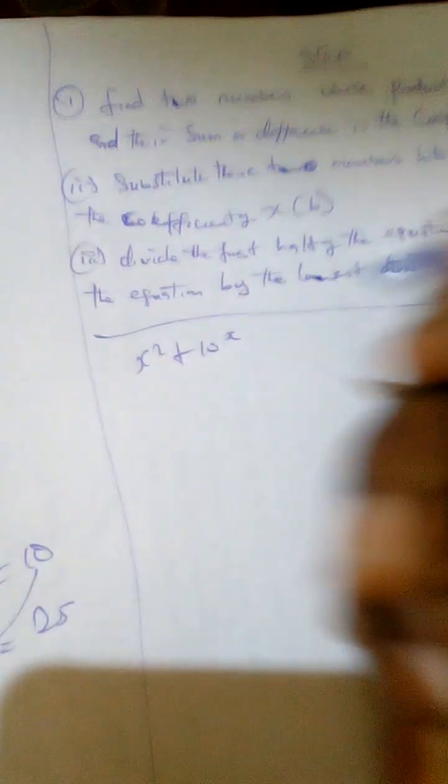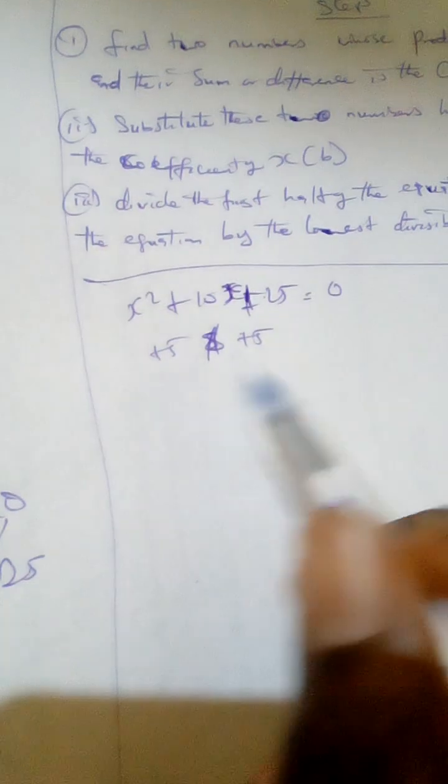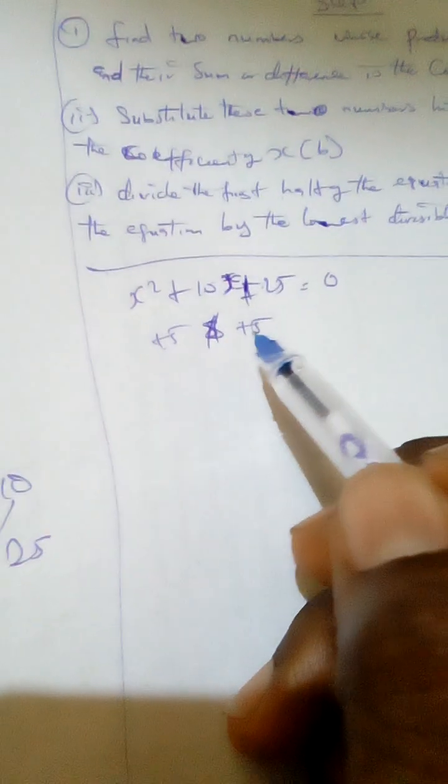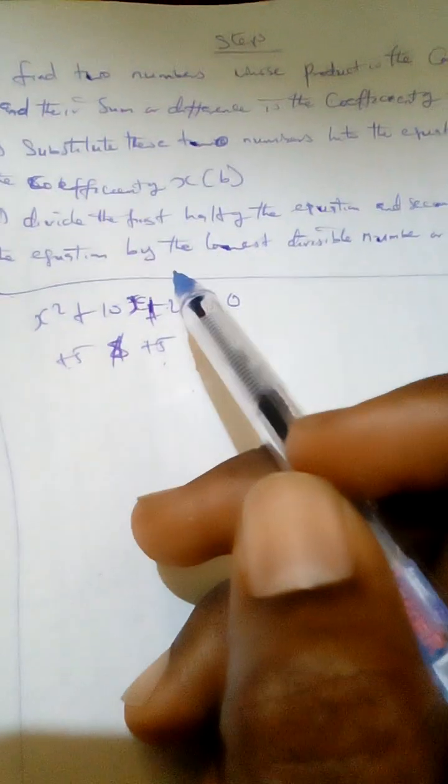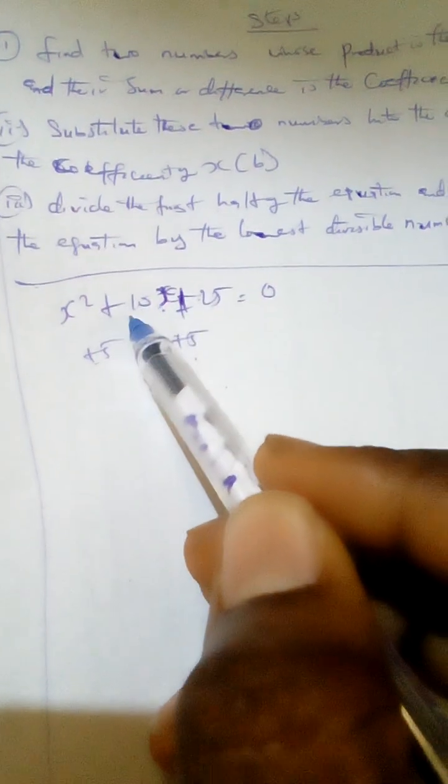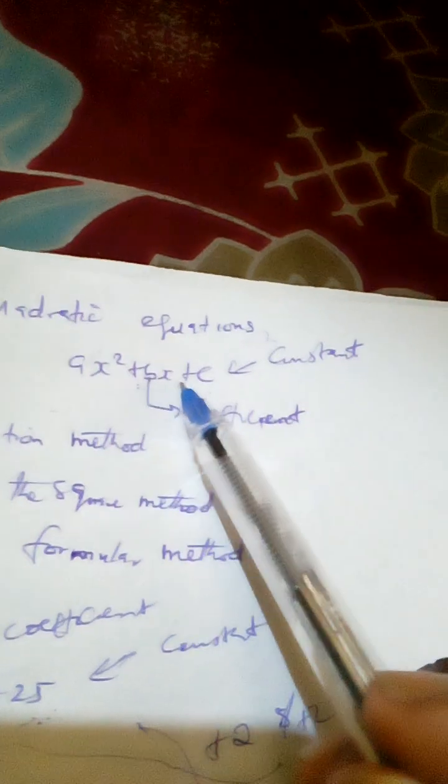Those two numbers for x squared plus 10x plus 25 are plus 5 and plus 5. Since we know the two numbers are plus 5 and plus 5, what next do we do? From the second step, we substitute these two numbers into the equation to replace the coefficient of x, which is b. Remember, I told you from the general method, the coefficient of x is b.